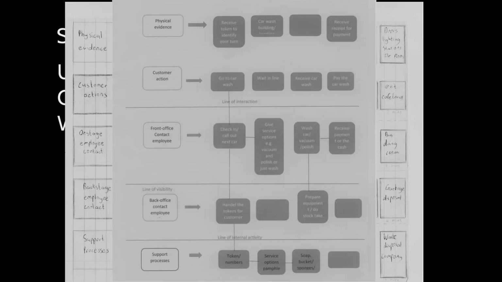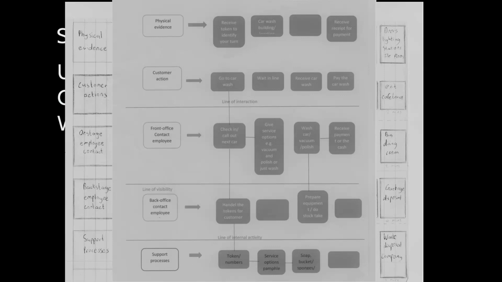Support processes would be the tokens or numbers that are distributed to the customers, the pamphlet with the service options or the payment boards with the prices that need to be updated, and then, for example, the soap, bucket, sponges, and making sure the equipment like the vacuums and stuff are still being serviced and operational. So this is a nice example for a car wash.